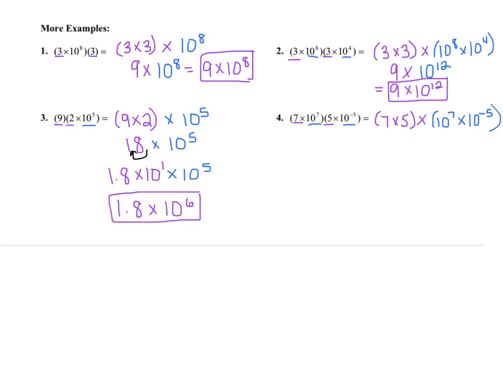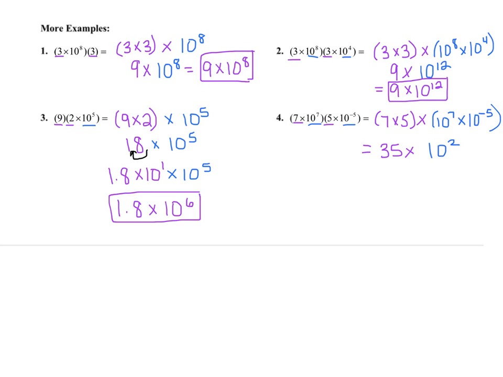Our next step, let's multiply. So it equals 35 times, and then our next step is, we have like bases, so we want to add our exponents. So 7 plus a negative 5 gives us a positive 2. So 10 to the 2nd power.